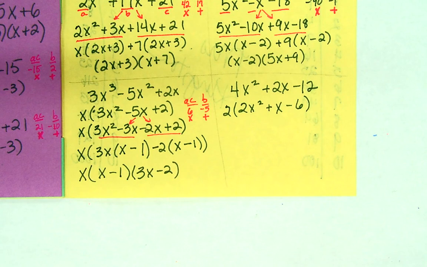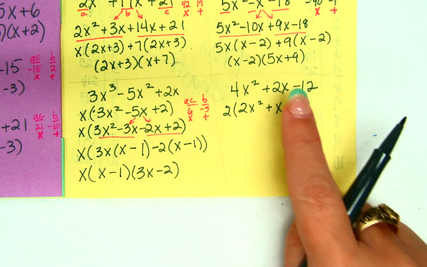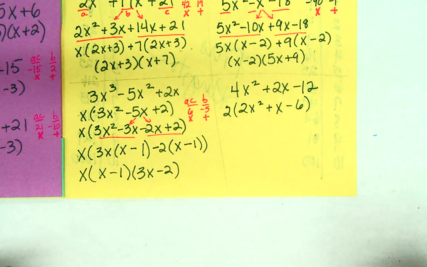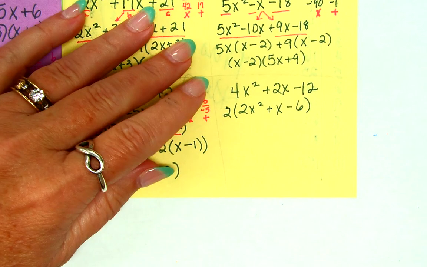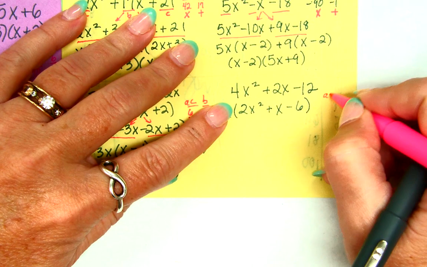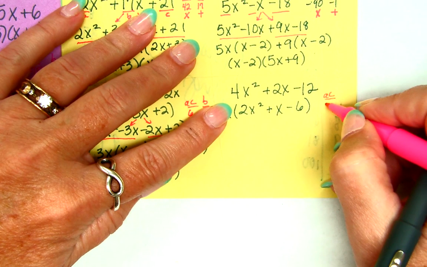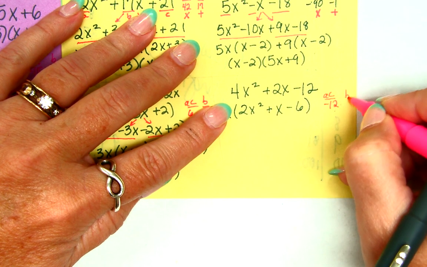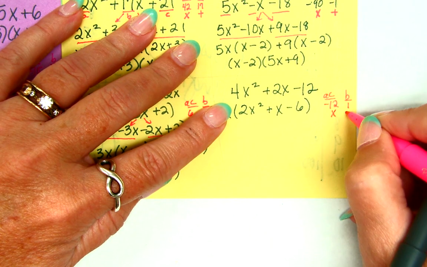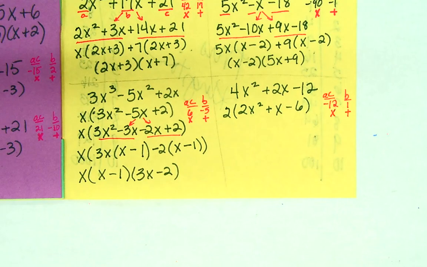Why didn't we factor out a 4 instead of a 2? Exactly. The middle term is not divisible by 4, is it? Okay. Now, what do I do from here? What do I do with this 2? Keep it, but ignore it, right? What's AC? Negative 12. And what's B? 1. So what 2 numbers multiply to be negative 12 and add to be 1?